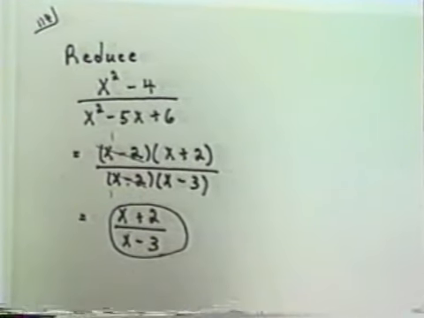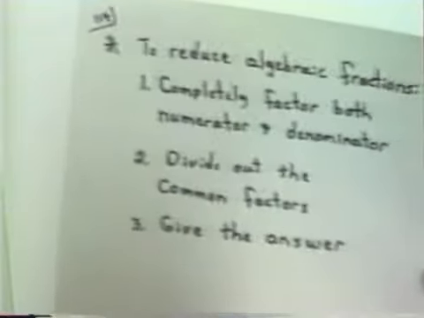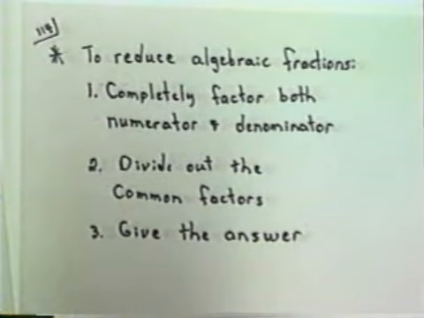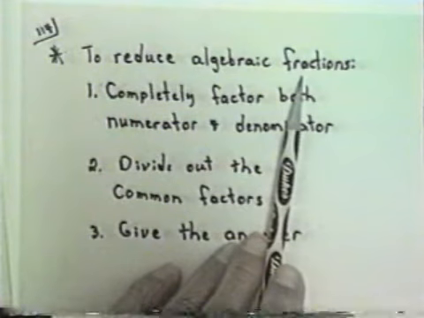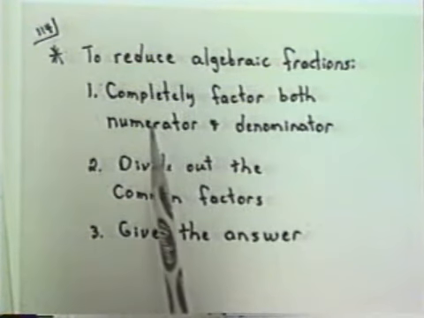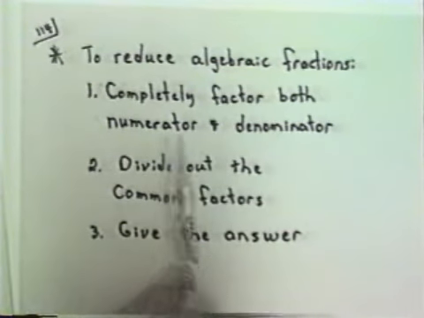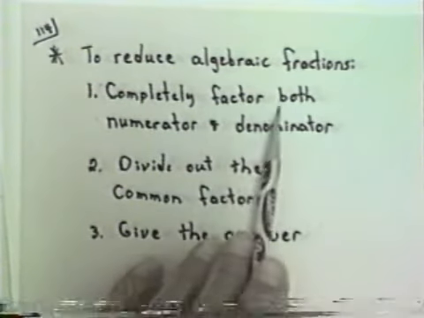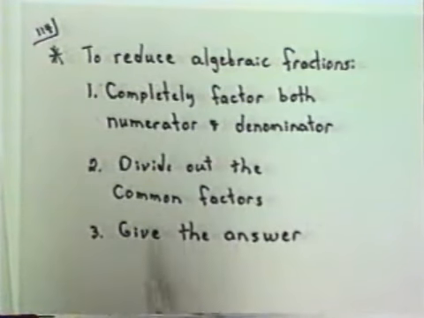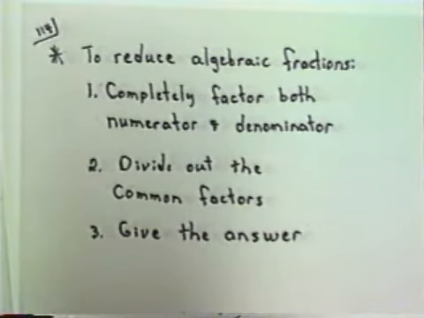Let's put the rule in words. To reduce algebraic fractions: first of all, you completely factor both numerator and denominator. Second, you divide out the common factors. Third, you give the answer.